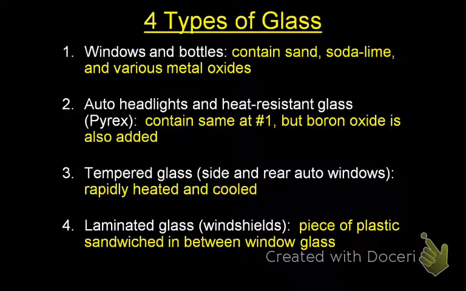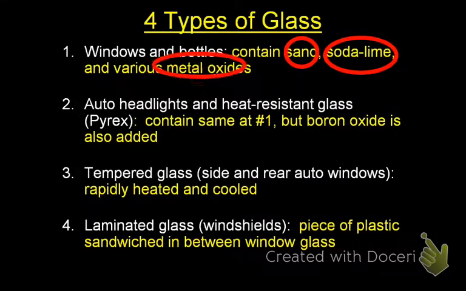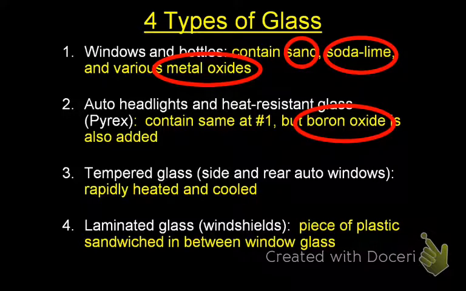We're going to talk about 4 main types of glass here in class. The first one, probably the most generic, is the window and bottle glass. It contains sand, soda lime, and then, like I said, those metal oxides. So window glass and bottle glass, pretty simple, speaking in terms of glass. Auto headlights and heat-resistant glass like Pyrex, which is what you'd find with glass cookware. Anything that needs to withstand a lot of heat, boron oxide is added in addition to the previous 3 ingredients.